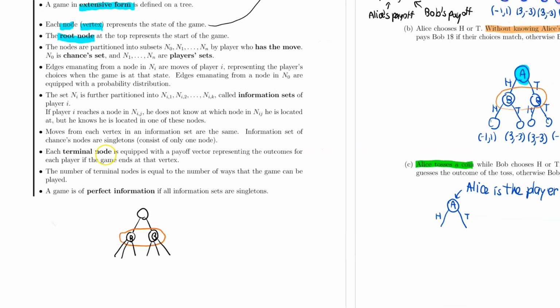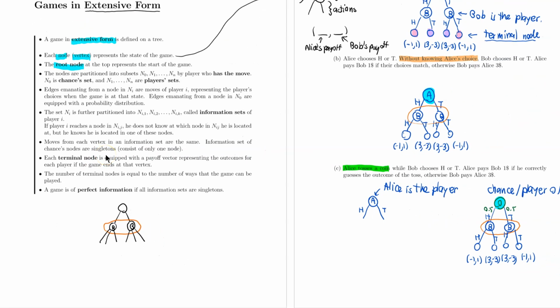And then for each terminal node, we talked about that earlier, this is the bottom node, which represents the end of the game. At the end of the game, there will be a payoff vector, and that represents how much money or how much utility each player gets. We're going to talk about utility later.